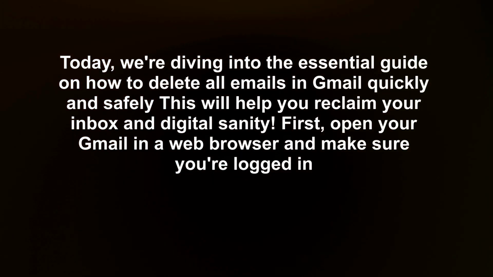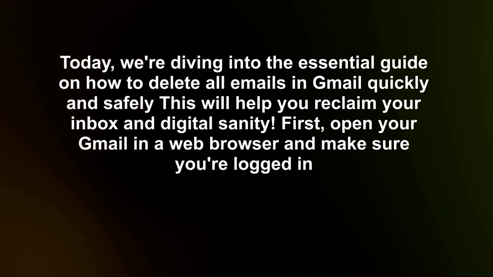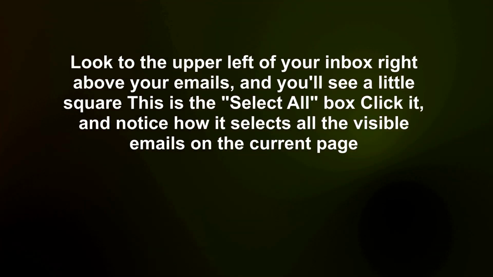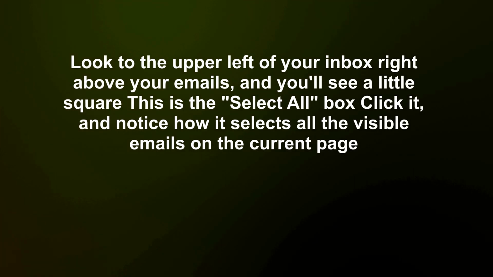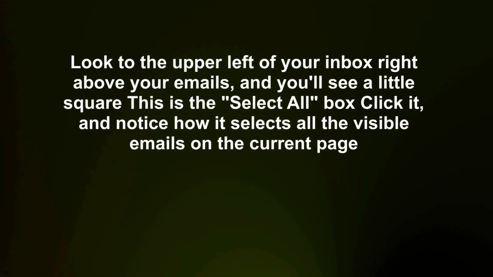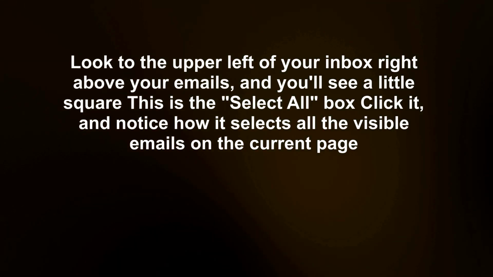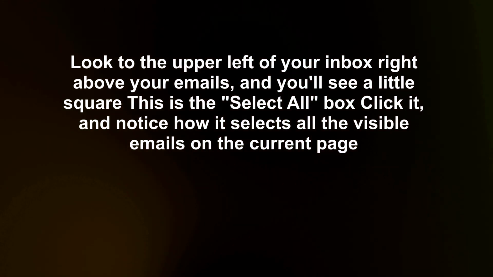First, open your Gmail in a web browser and make sure you're logged in. Look to the upper left of your inbox, right above your emails, and you'll see a little square. This is the Select All box. Click it, and notice how it selects all the visible emails on the current page.